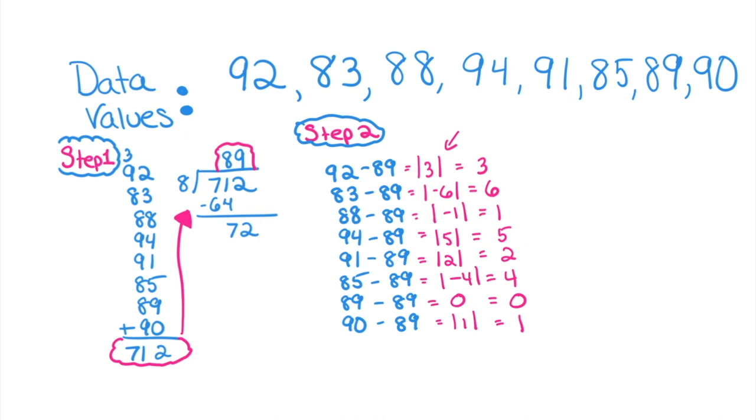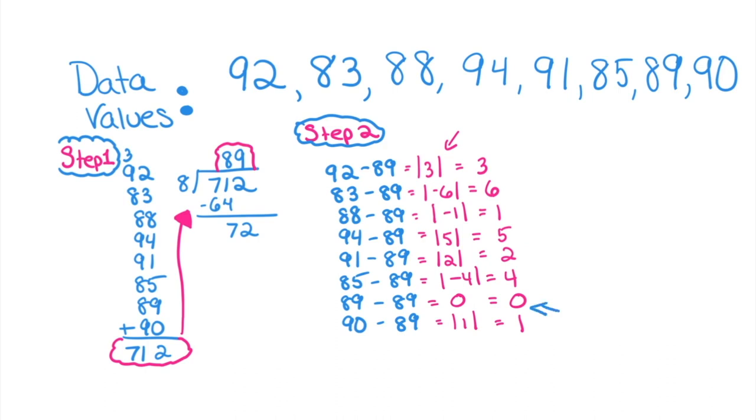So now I have to add up all of these numbers: 3, 6, 1, 5, 2, 4, 0, and 1, and find the average of these new numbers. So technically, it's like I'm finding the average of the absolute values. And we must include 0 when averaging because 0 is actually part of my data set. So please don't forget that.